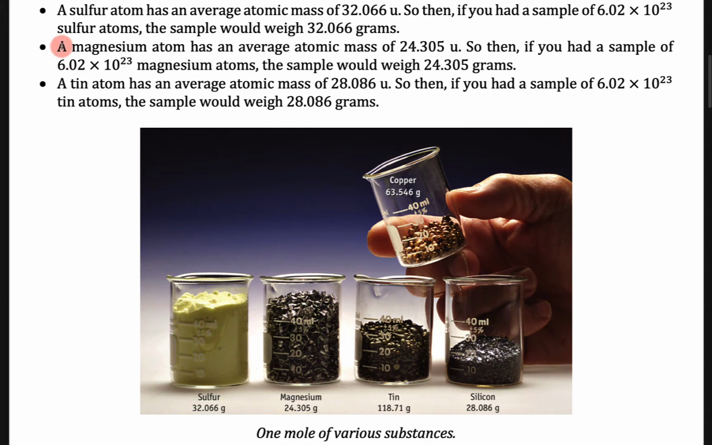Okay, and you can keep going. There are other examples. A magnesium atom has an average atomic mass of 24.305 atomic mass units. And so if you had 602 hexillion magnesium atoms, that number of magnesium atoms would weigh 24.305 grams. And that's shown in this beaker.